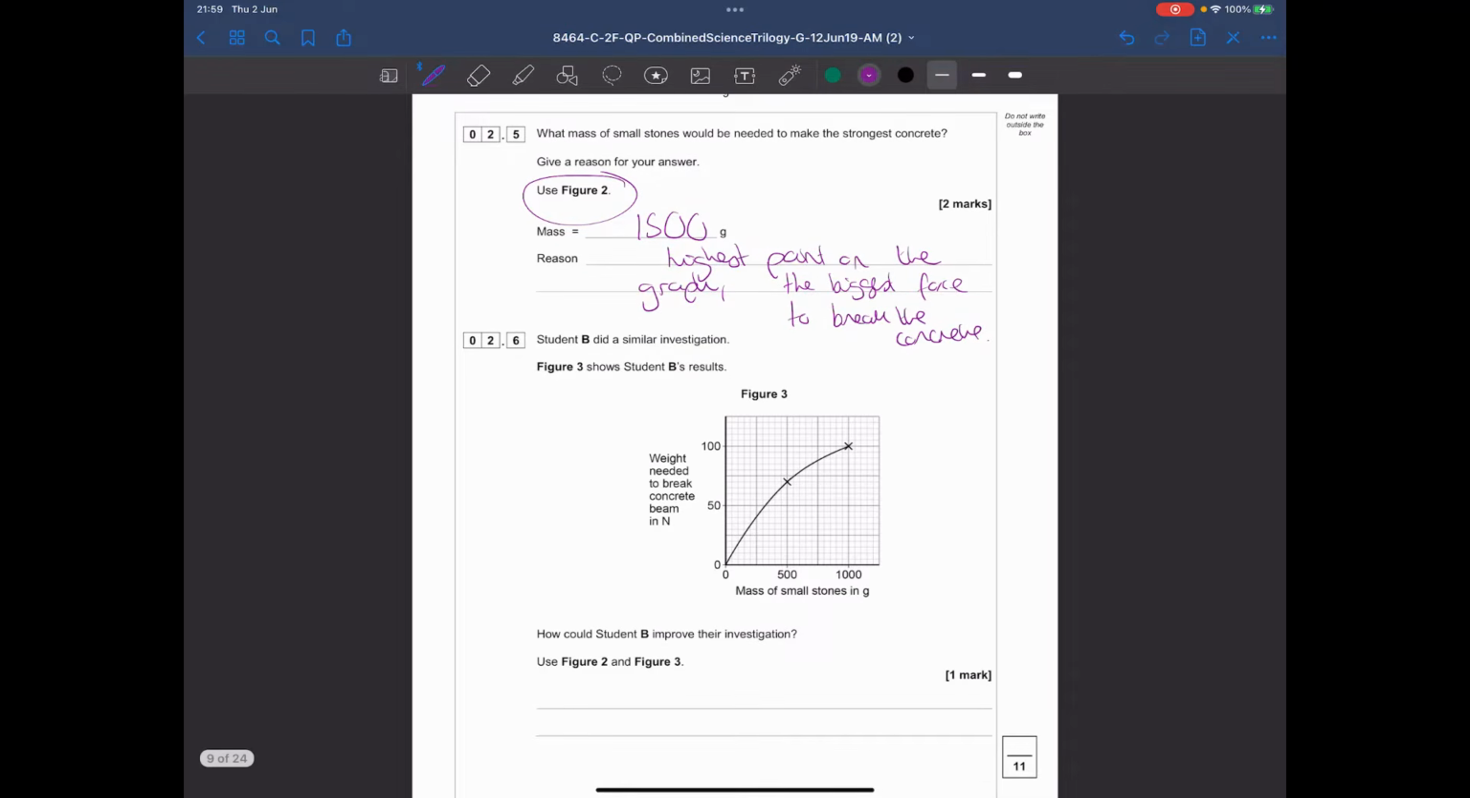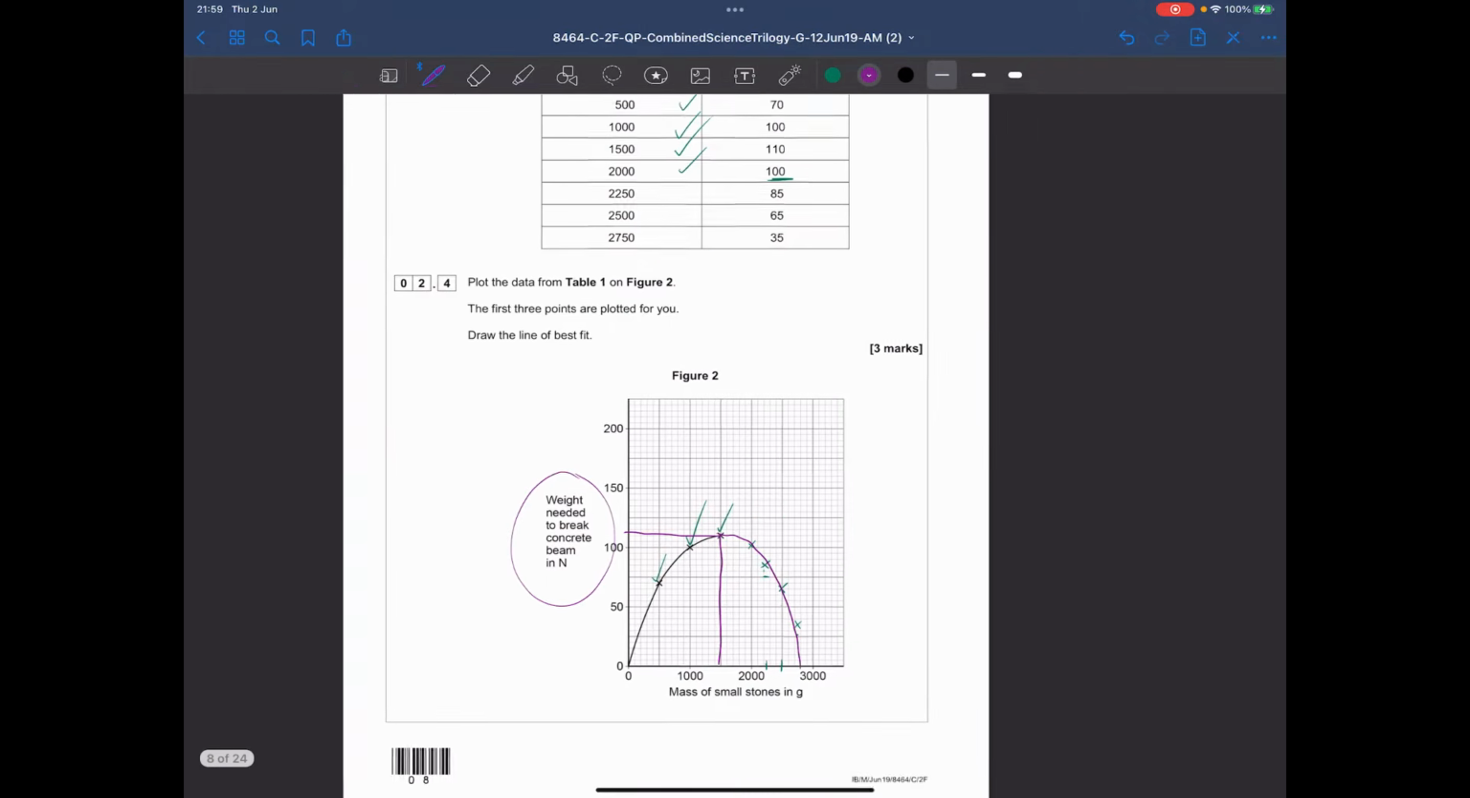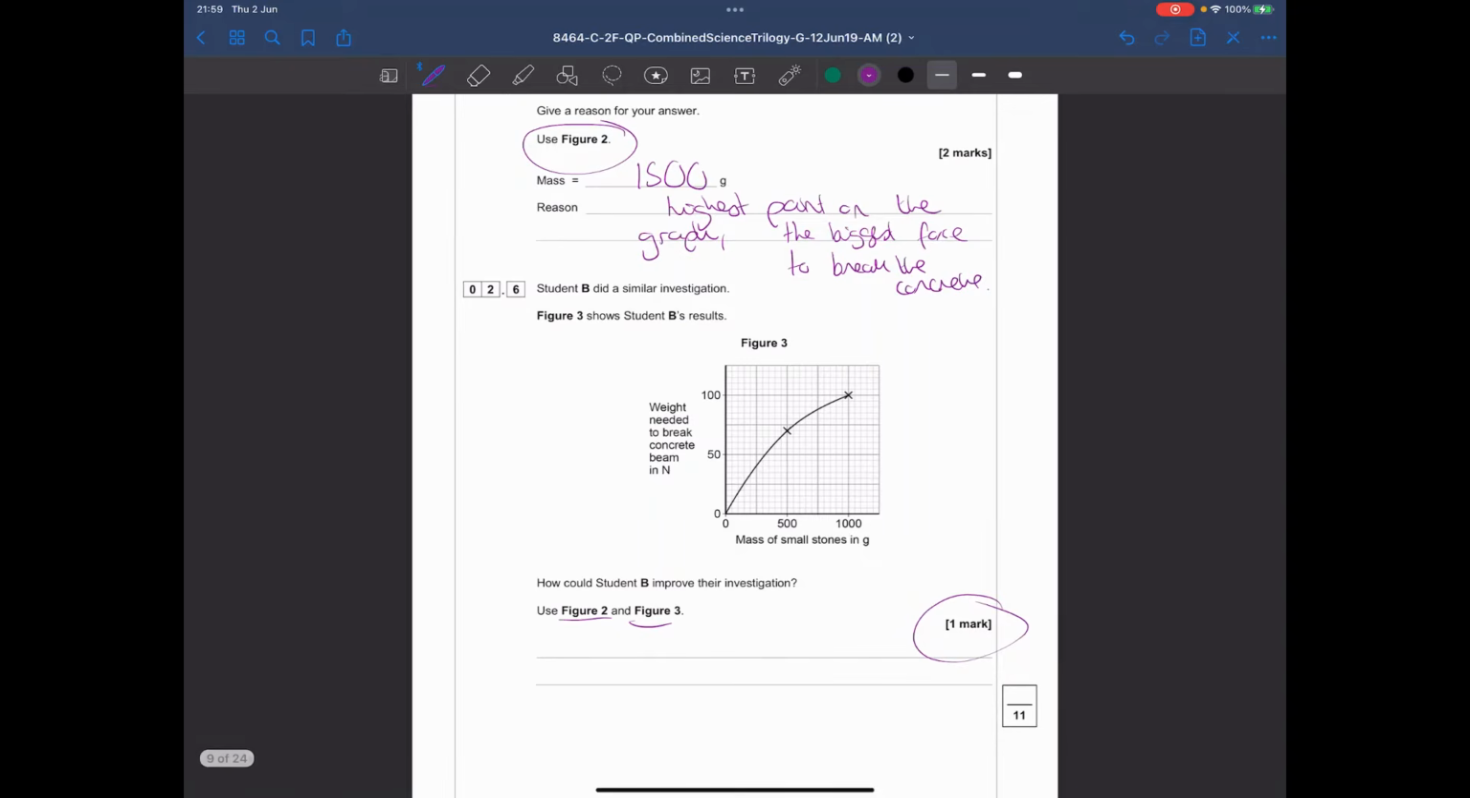Student B did a similar investigation. Figure 3 shows student B's results. How could student B improve their investigation? Use figure 2 and figure 3. It's only 1 mark, but we can see what's different about graph 2 and graph 3 is that graph 3 has only actually done 2 experiments.